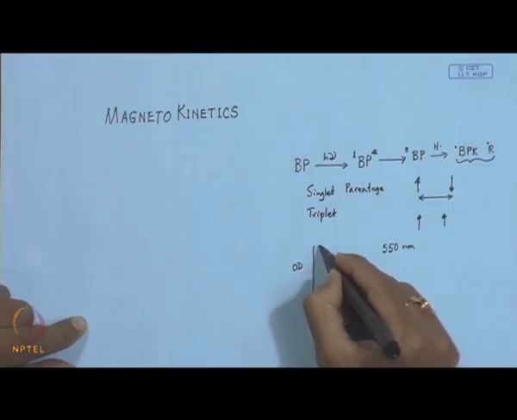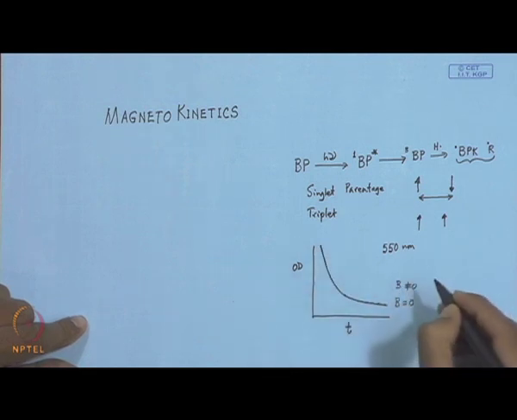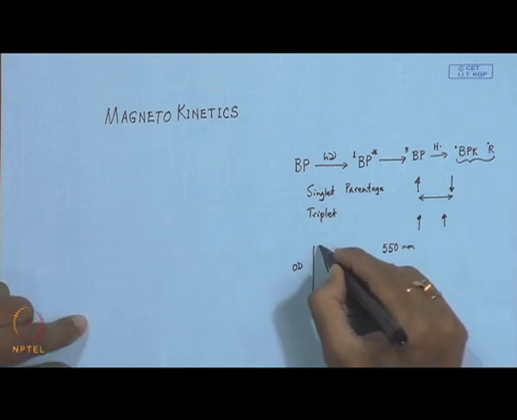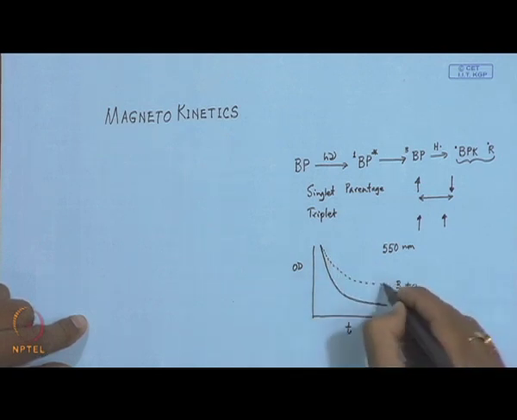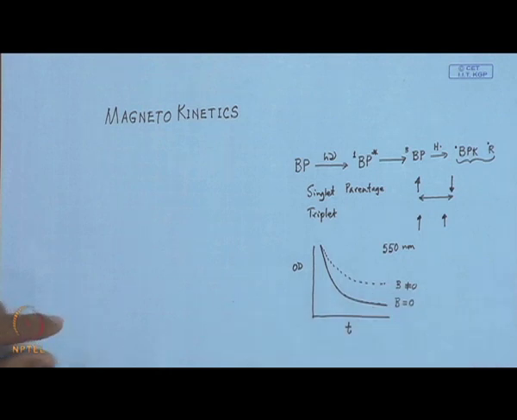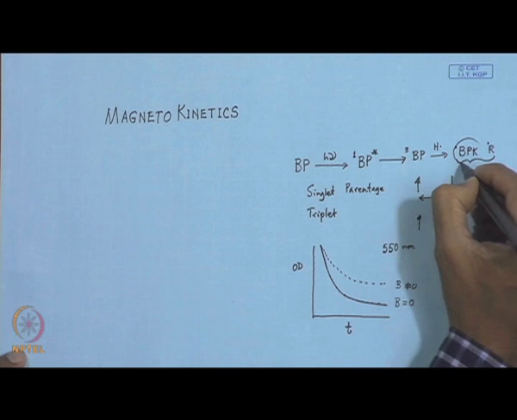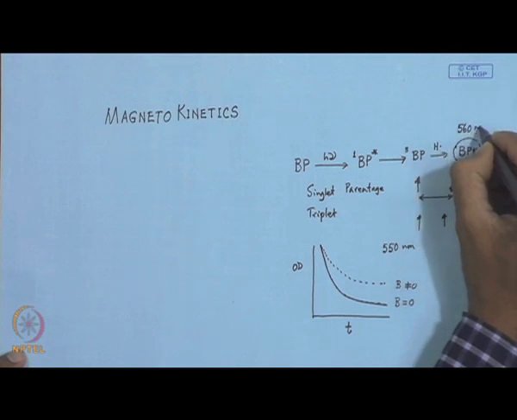What has been found is that in the presence of an external magnetic field, that is B not equal to 0, where you are applying some static magnetic field, the decay kinetics of this BPK, because you are monitoring your ketyl at say 560 nanometer or 550 nanometer, is like this.